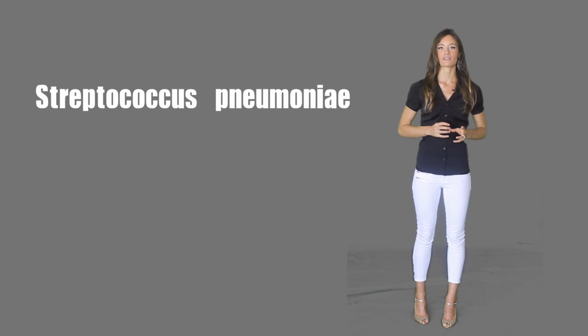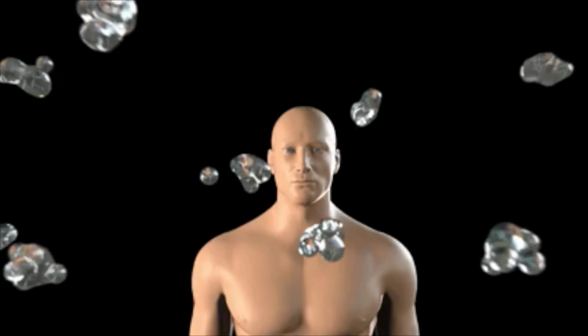So now let's add a pathogen so that we can see how the disease process affects the normal functioning of the organ, also known as homeostasis. The most common cause of pneumonia in adults is a bacteria called Streptococcus pneumoniae. This pathogen can spread from person to person by inhaling droplets from an infected person who is coughing or sneezing.